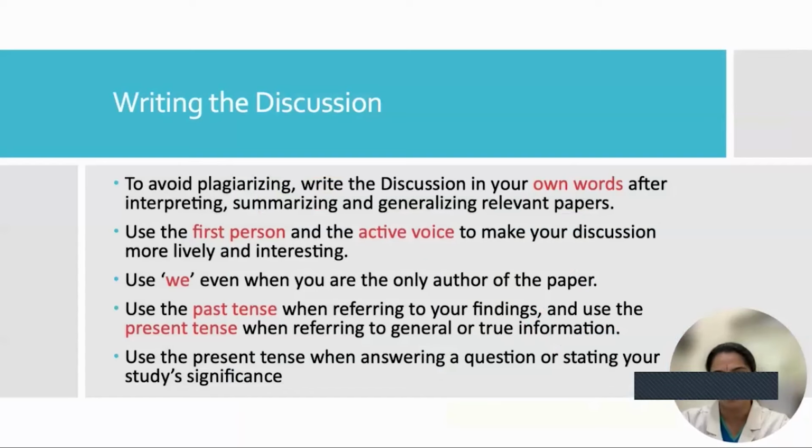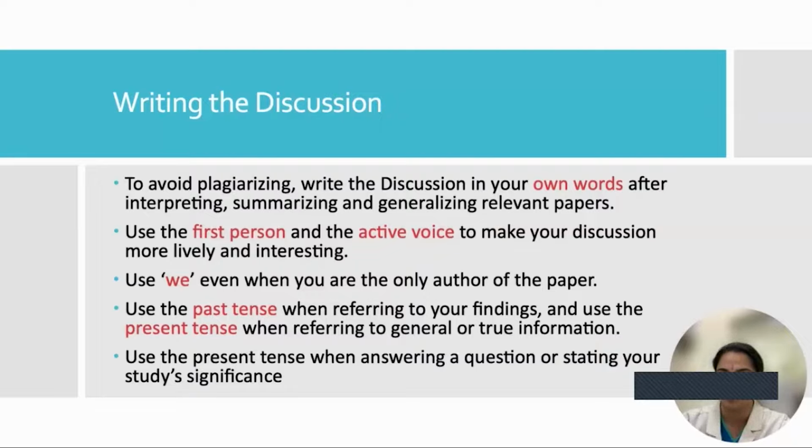So when you are writing the discussion in your own words, you should use the first person or an active voice to make it lively and interesting. Even if you're a single author, you should use we. We found that the results were so and so. We analyzed the results to be so and so. Even though you're a single person, it's always better to write it as we.